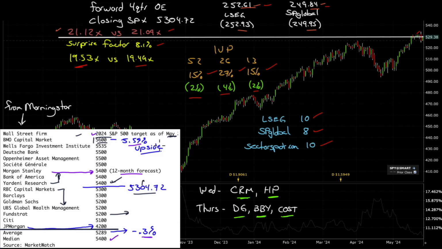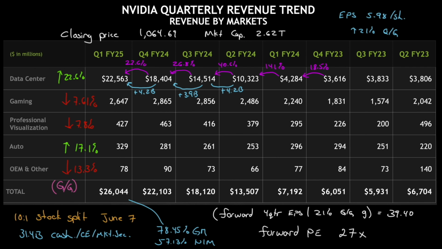Let's have a look at NVIDIA. Okay, here is NVIDIA's quarterly revenue trend from their site. Just go to Investor Relations and you'll find this. Revenue by markets. Data center, here is Q1 2025. Data center 22.5 billion. Total revenue 26 billion. You can see data center revenue quarter over quarter up 22.6%. Gaming down 7.61%, but still, I'm not going to hold their feet to the fire on this one. 2.6 billion. You go back, 2.4, 2.2, 1.8, 1.5. Still pretty healthy, even though it's below the last two.